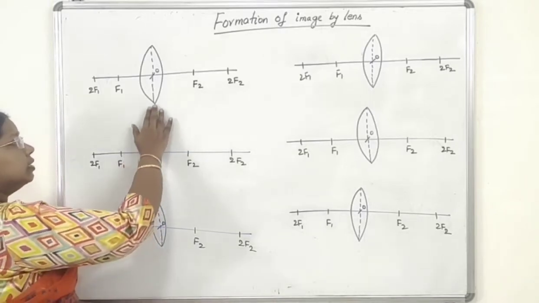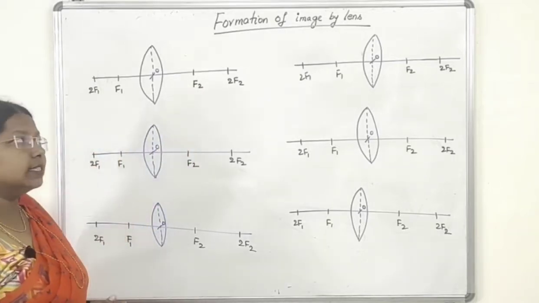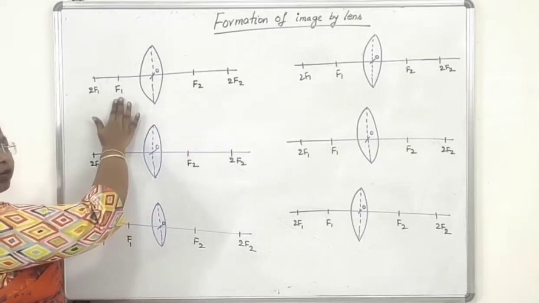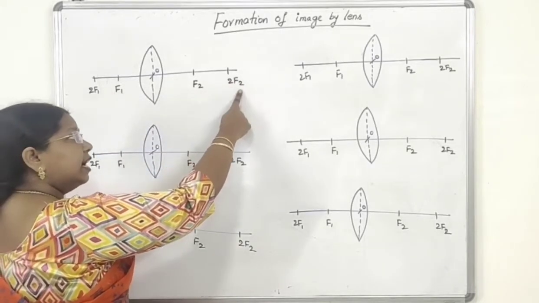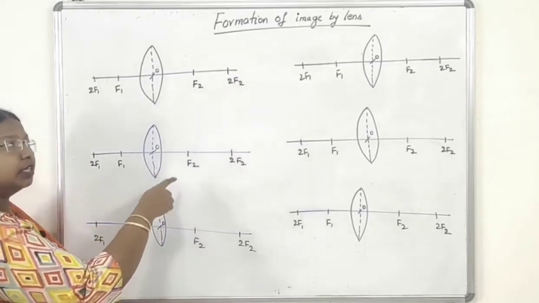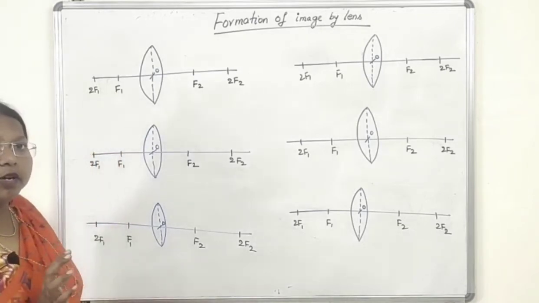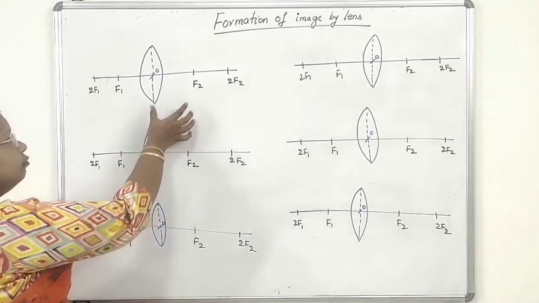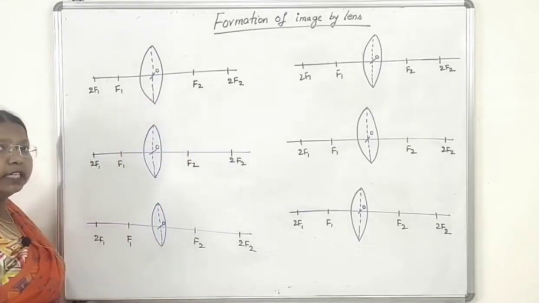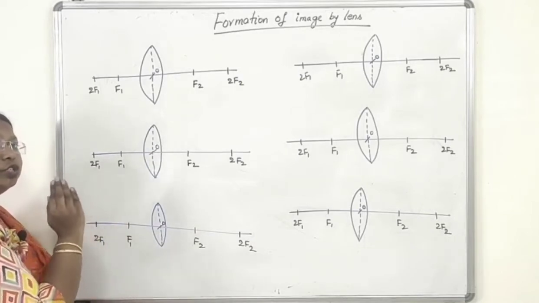So listen, students, this is a convex lens and these are different positions on the principal axis. We already know this is the second focus point, first focus point, on both sides. Are you understanding? They are at equal distance. If both the mediums are the same, they will be at equal distance from the optical center. Now we will see the different positions of the object.